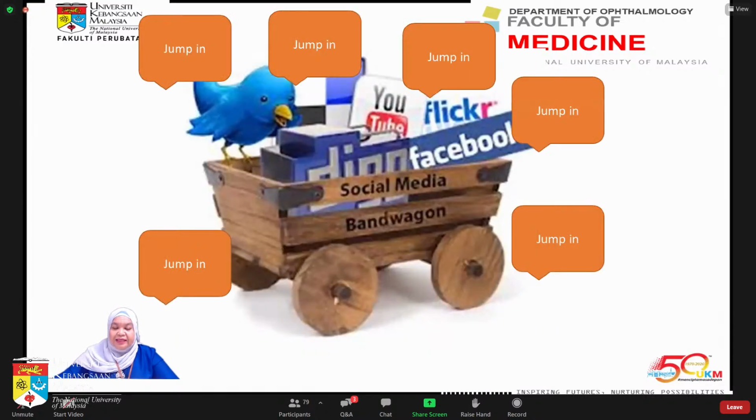Okay, so I think probably you need to jump on the bandwagon of systematic review. It's easy to do, especially in this era of pandemic.